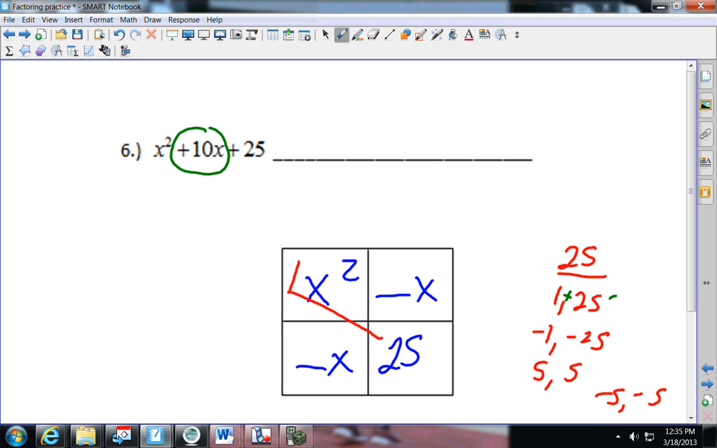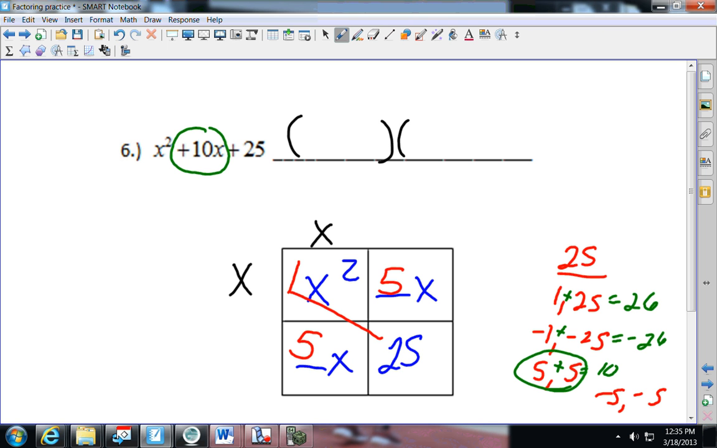When I add these together, I get 26. Right here, I get negative 26. I get 10. Ding, ding, ding! I'm not going any farther. So I have 5 and 5. Now, x squared splits up as x and x. That's always easy. One of the first things we used to do mentally was put x and x and try to figure out the other part. Well, x times what is 5x? Plus 5. X times what is 5x? Plus 5. So I have x plus 5 times x plus 5.